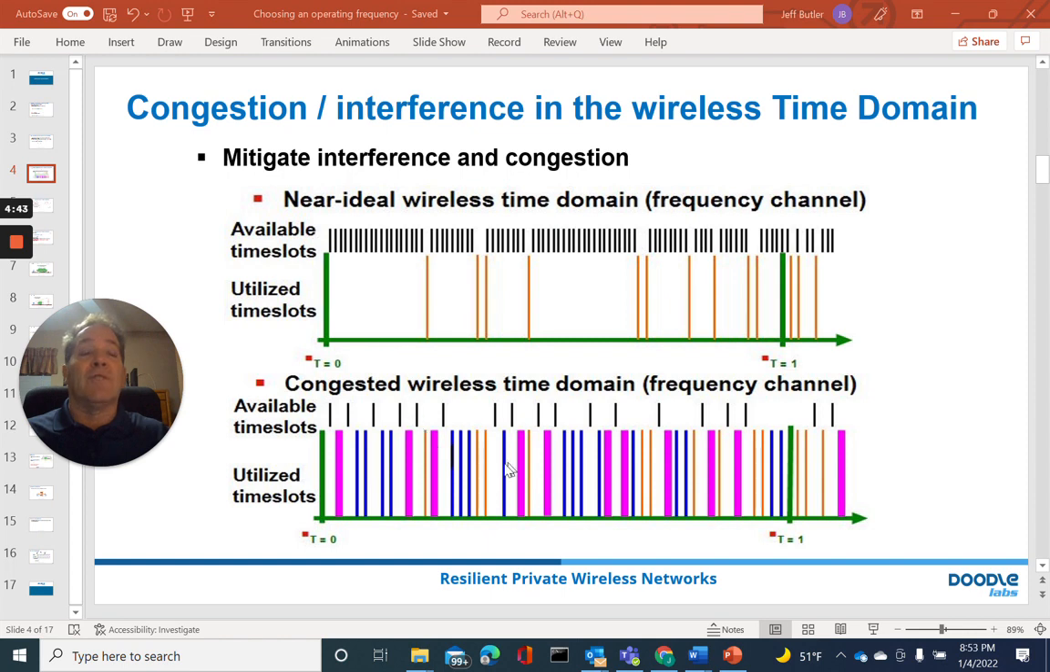If we look at the lower graph, this is the opposite end of the spectrum. It's a highly congested band where we have many fewer available time slots for us to operate under, because as we see here, these different colored lines are different carriers or operators operating within our particular time domain on this particular channel, and our time slots are being utilized by these other interference sources. So they've already taken quite a few.